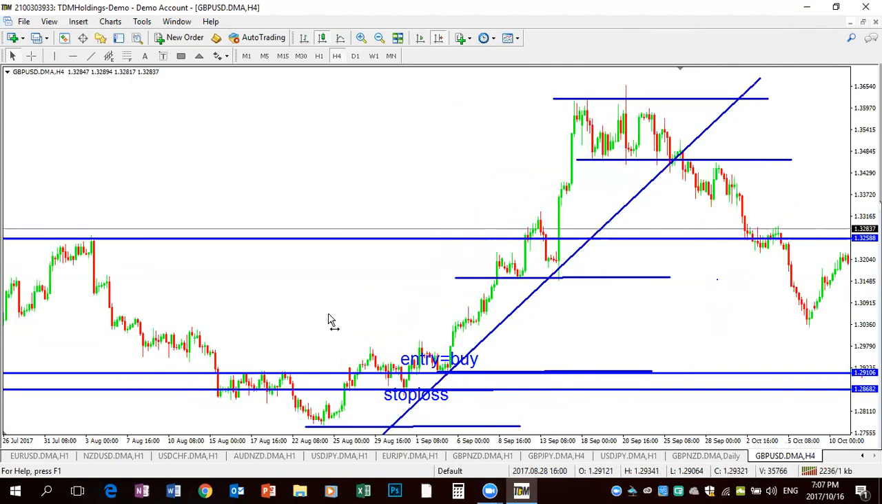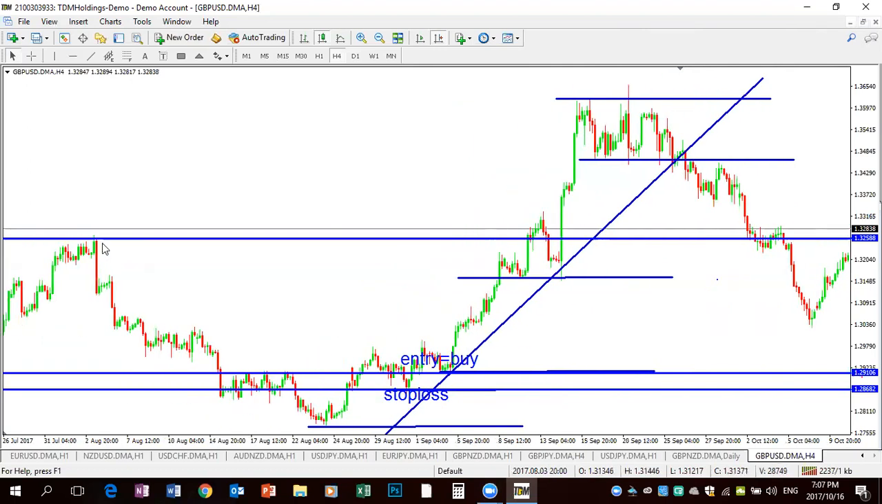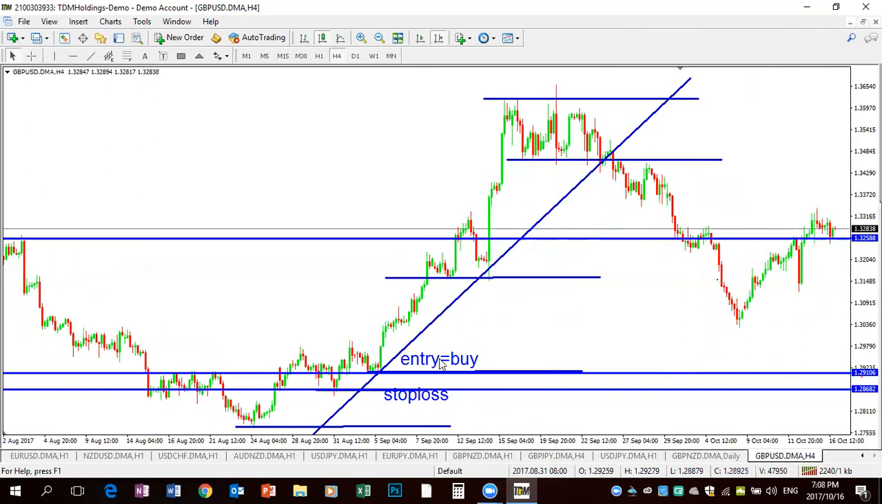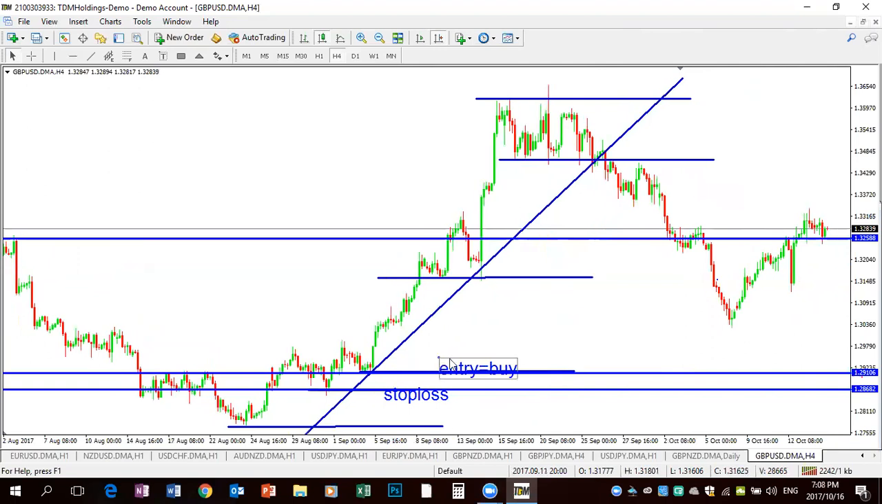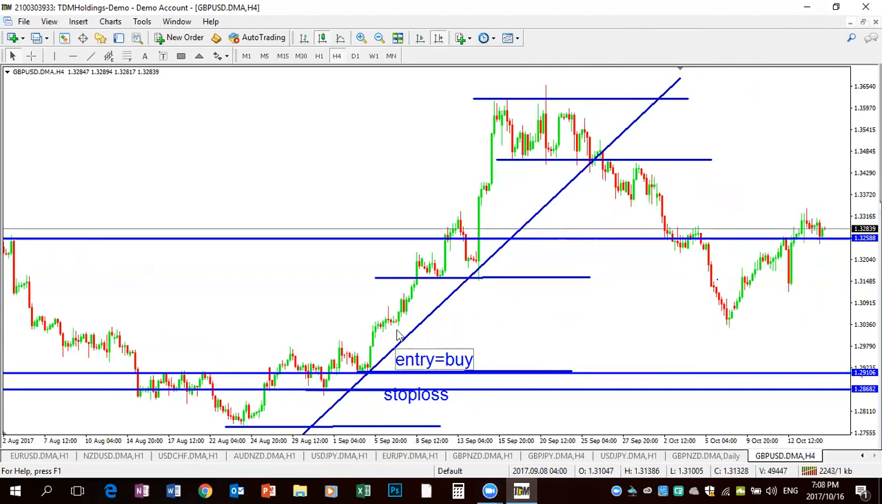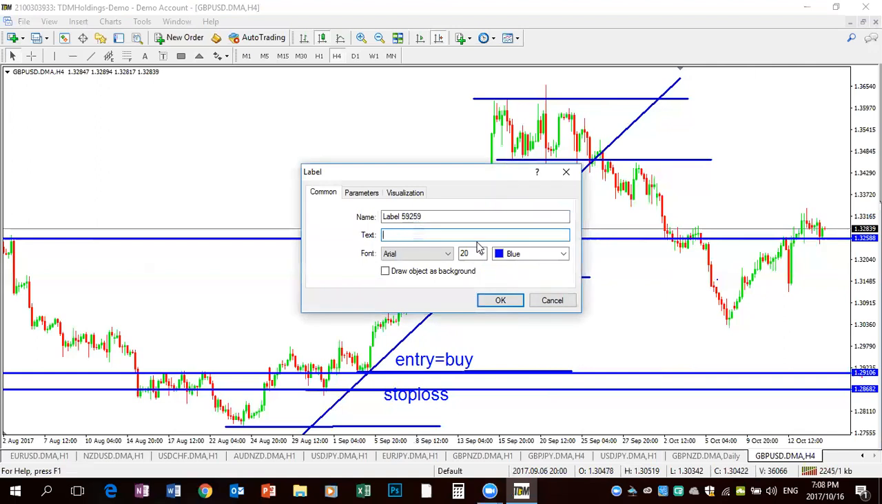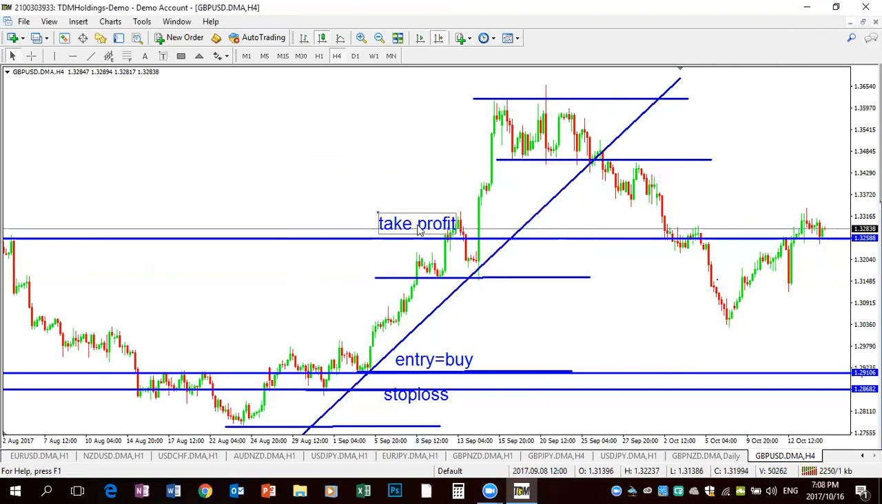So where are we taking our profit? We use the previous resistance to measure our profit, which means we would have taken our profit right there. So this was going to be our TP, or take profit if you like. This was going to be our take profit.